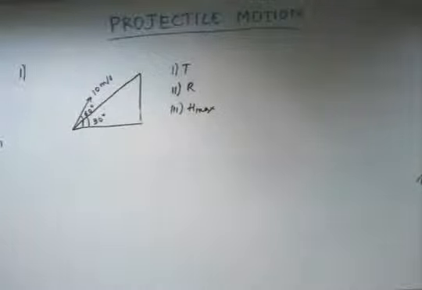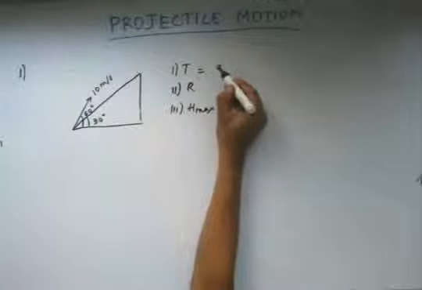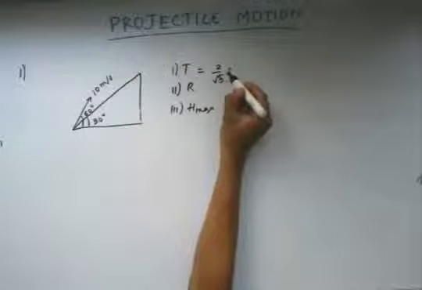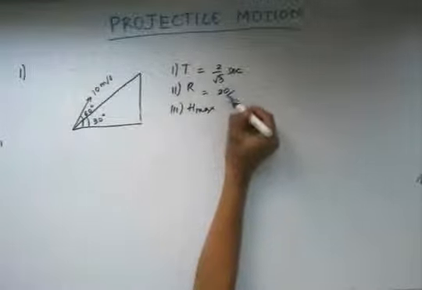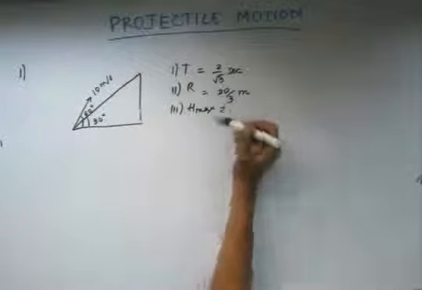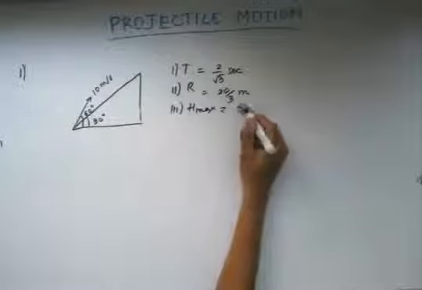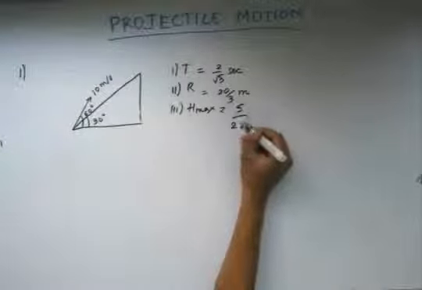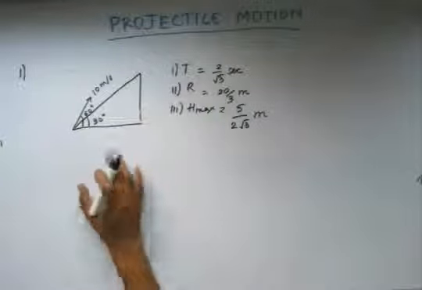The answer to this question is: the time of flight is equal to 2 by root 3 seconds, the range is equal to 20 by 3 meters, and the maximum vertical height attained by the particle is 5 by 2 root 3 meters. The question is very simple, so I am not solving it.